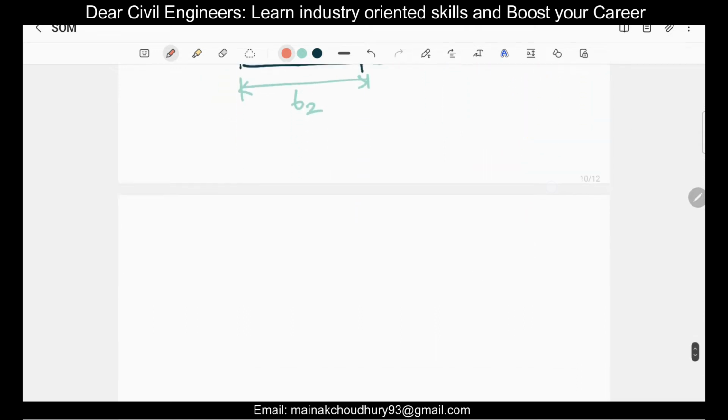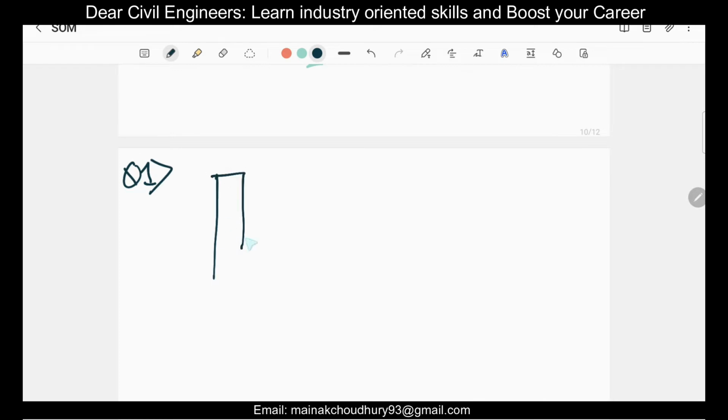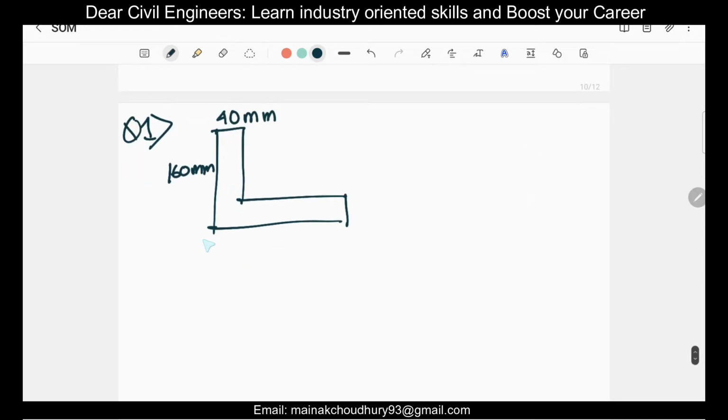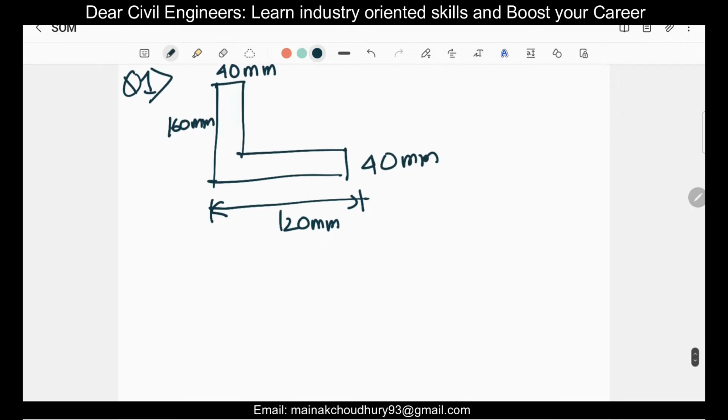To understand this logic better and register it, we'll do a numerical. Let's make an L section like this, and let this be 40 mm, and this is 160 mm. This is what is given in the question, and we also need this dimension here. This is 120 mm, and this is 40 mm. Now you have to find the centroid here. That will be the question, find the centroids.